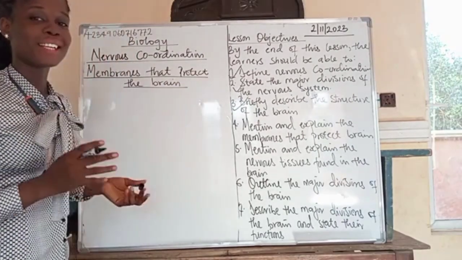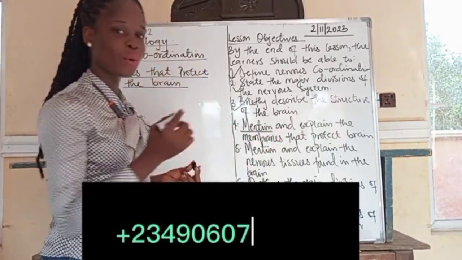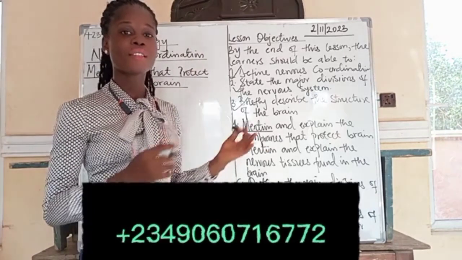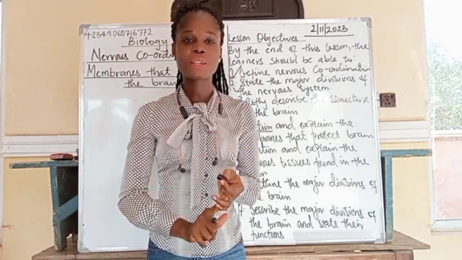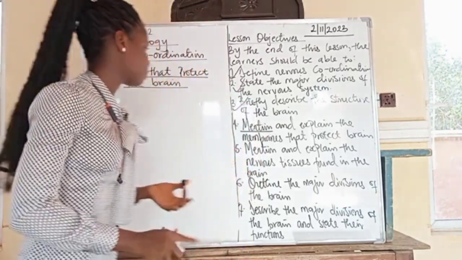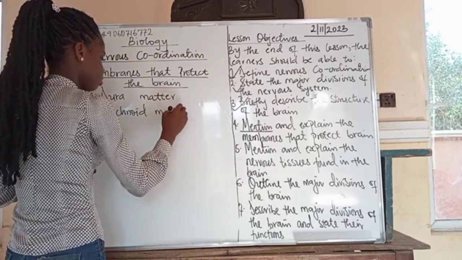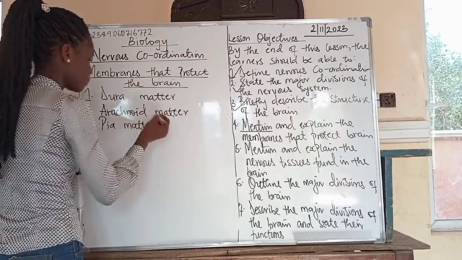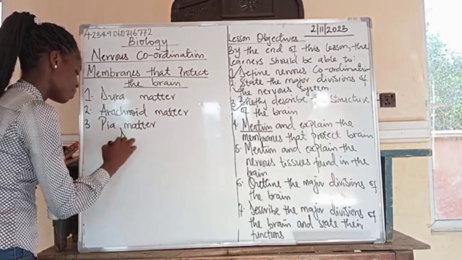The brain is protected by three membranes. We start with mentioning the membranes before we go over to explaining them. These three membranes that protect the brain are the dura mater, the arachnoid matter, and the pia matter. We go over to explaining these membranes one after the other, starting with the dura mater.